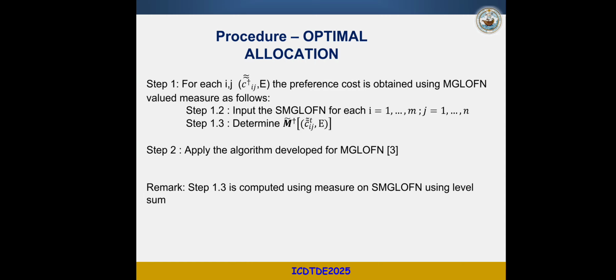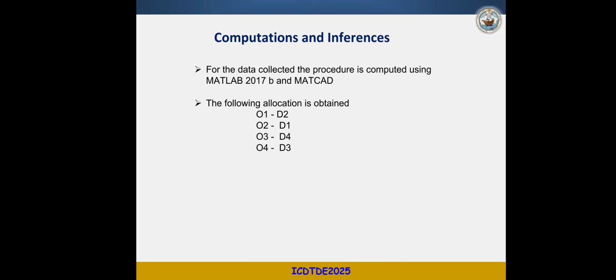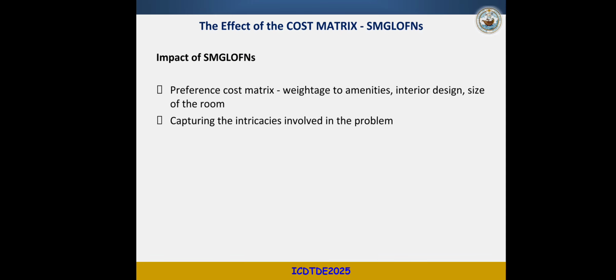That will play a major role in bringing down the preference cost matrix. The preference cost matrix is computed using the measure on the SMGLOFNs, and then given as an input to the algorithm already developed by us, the fully fuzzy transportation model, fully soft assignment model, and we can obtain the solution. For this purpose we have used the software MATLAB 2017 and MathCAD, and obtained the allocations shown here. What is the major impact of this cost matrix with SMGLOFNs? As I told you earlier, the weightage to the amenities, interior design, and size of the rooms gives that preference cost matrix, which plays a major role in the allocations as well.